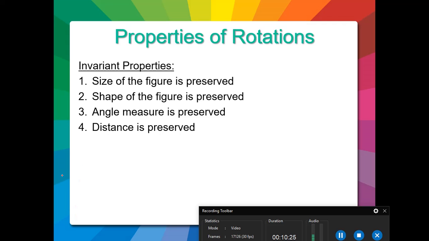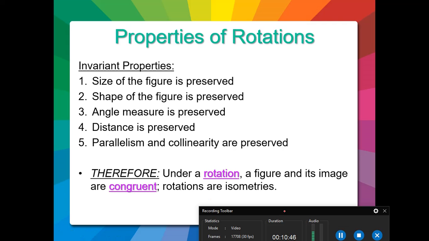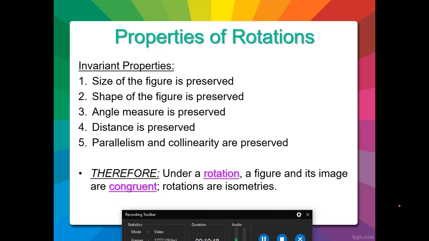The distance between points was preserved. So if the lengths of the sides were 3 blocks, on my image, those same corresponding sides were still 3 blocks. And any sides that were parallel prior to the rotation are still parallel after, and any points that were collinear prior to the rotation are still collinear. So therefore, that tells us that when you rotate a figure, the original figure and its image are going to be congruent. So that classifies a rotation as an isometry. It's a rigid motion, preserving the original figure when it creates its image.